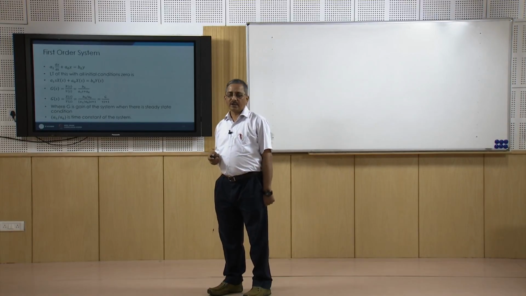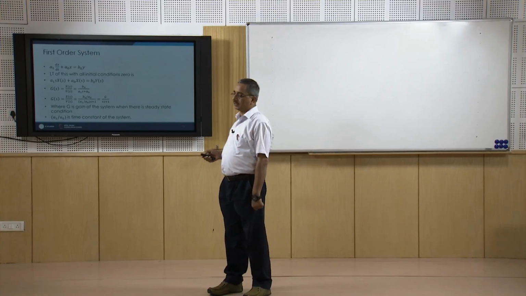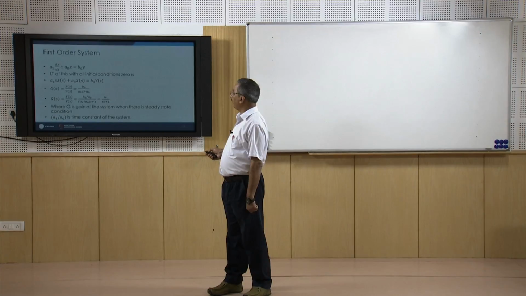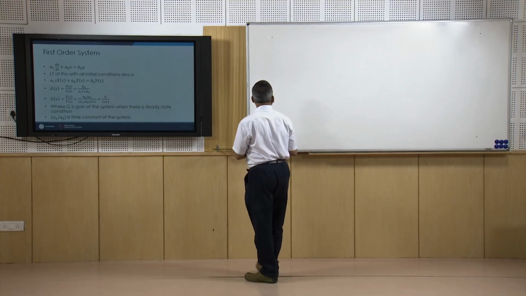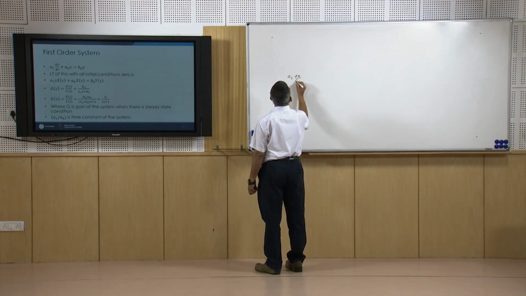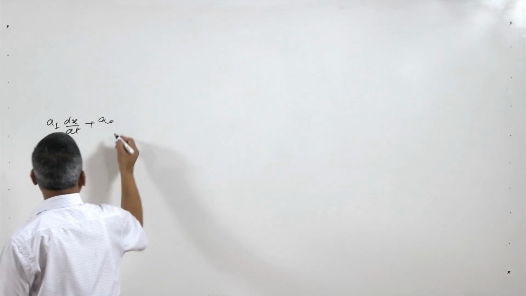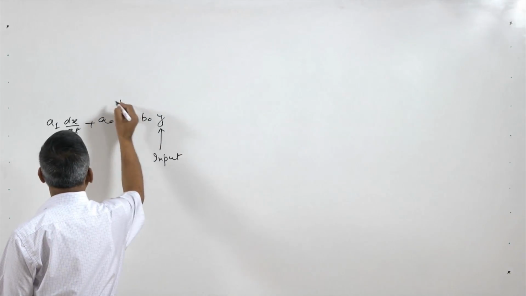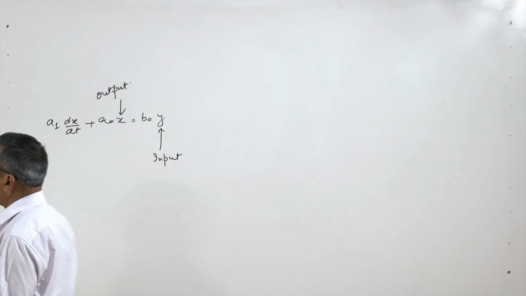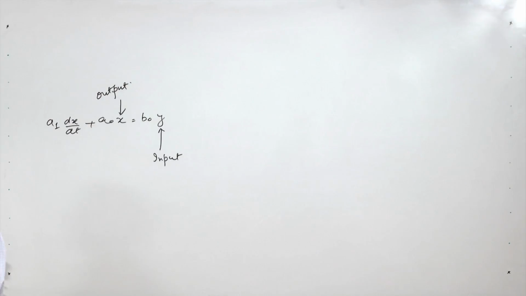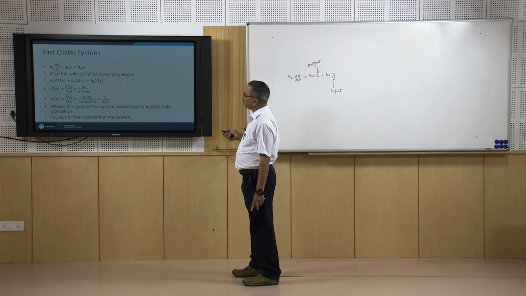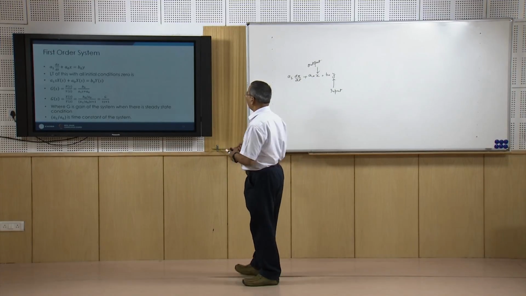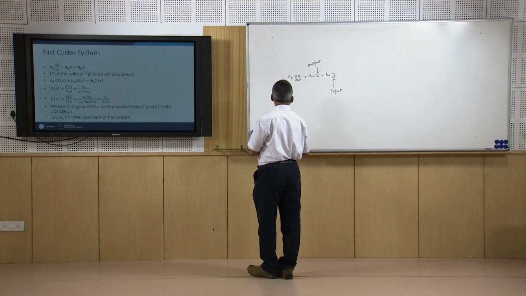Now, as I promised you at the beginning, we will take up an example of a first order system and try to find its transfer function. Our first order system is defined by this expression: a1 dx/dt plus a0 x is equal to b0 y. Here y is my input and x is my output. As I was telling you, we take all the initial conditions to be 0 when we are interested in finding the transfer function. So, I can just take the Laplace transform of this.